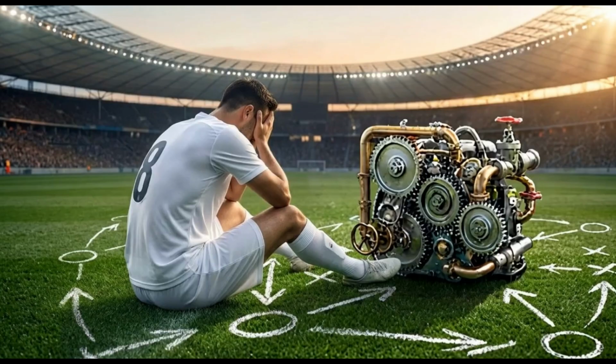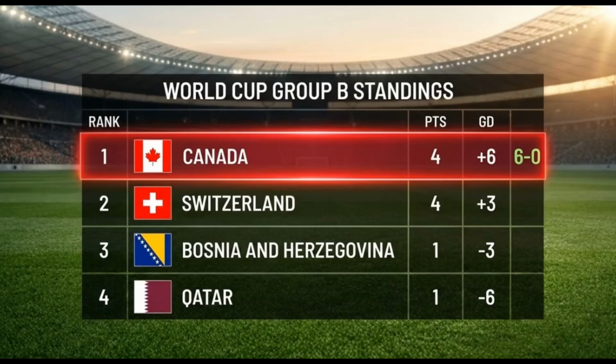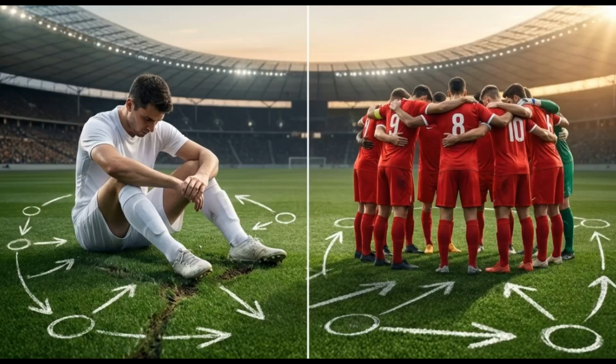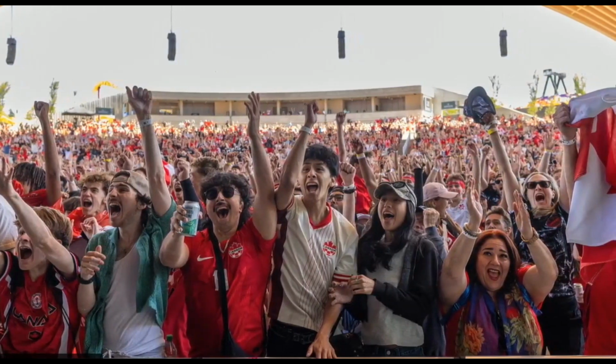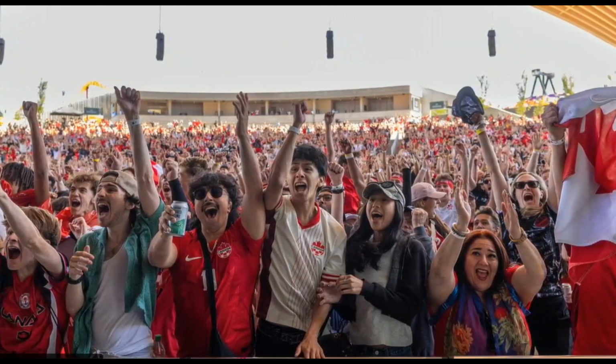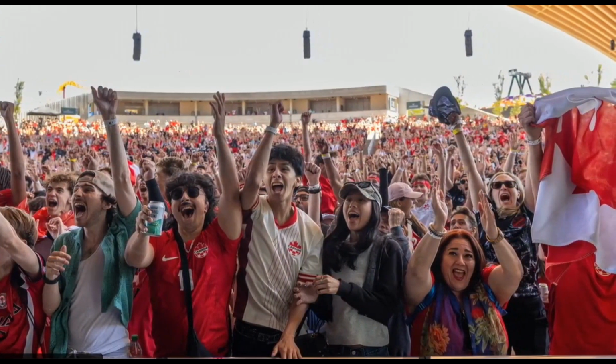The rout continued in the final stages, with a Qatari own goal and Jonathan David securing his historic hat-trick deep into stoppage time. The final 6-0 victory secured Canada's place at the top of Group B. While Qatar's system collapsed under pressure, Canada absorbed a devastating blow and adapted flawlessly. Canada's first men's World Cup victory was earned through tactical brilliance, unyielding execution, and the systemic resilience to bear the heavy cost of history.